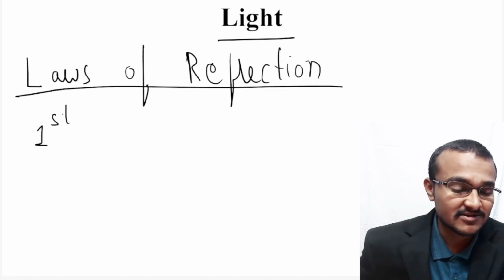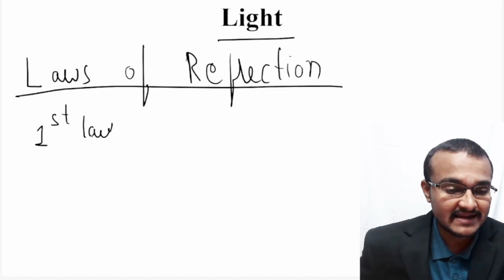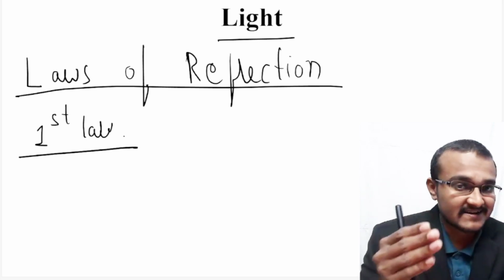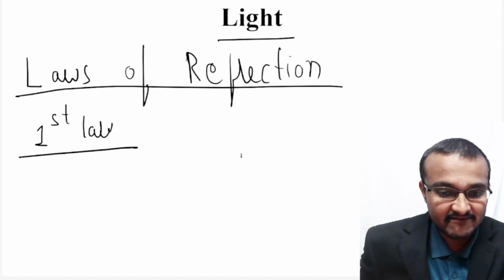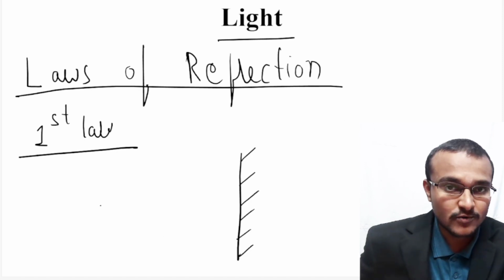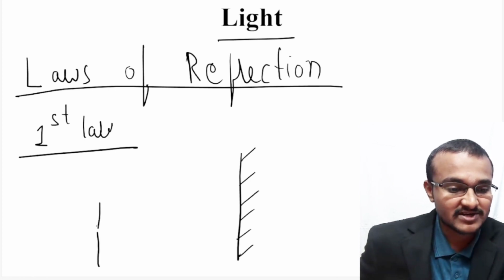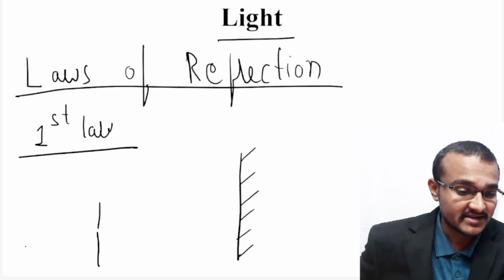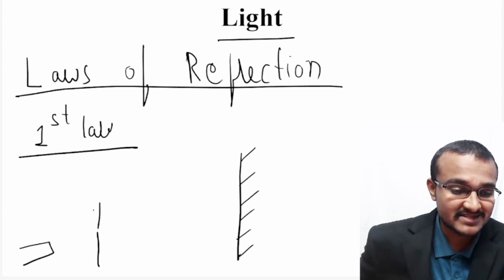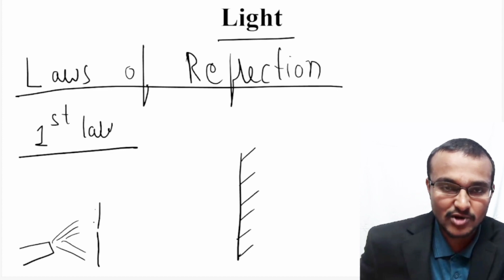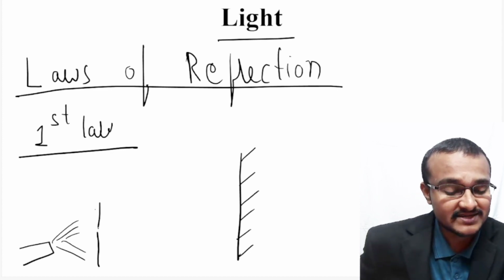Coming to the first law of reflection, whenever light falls on an object at an incident angle, let's suppose we have a mirror like this. You can bring a comb or a wooden piece with a small hole in it. If you switch on the torch, the wooden block will block all the light, and only some part of the light will be allowed through the opening.